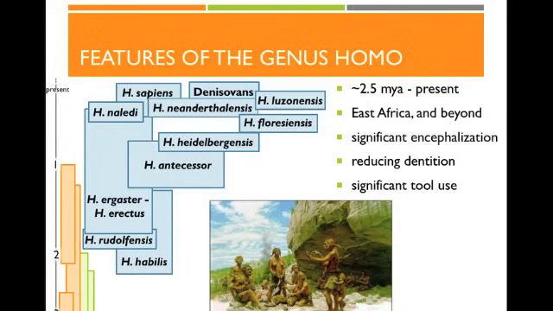We see with the genus Homo significant encephalization, which is that increase in brain size. We also see teeth getting smaller, and that's because of a significant increase in the use and importance of tools. So as tool use becomes more common, we see teeth losing their position of prominence as the main way of getting or accessing food resources.